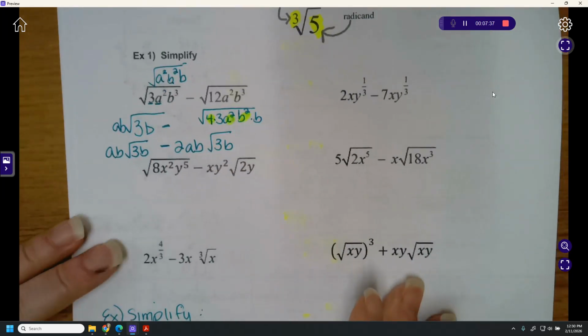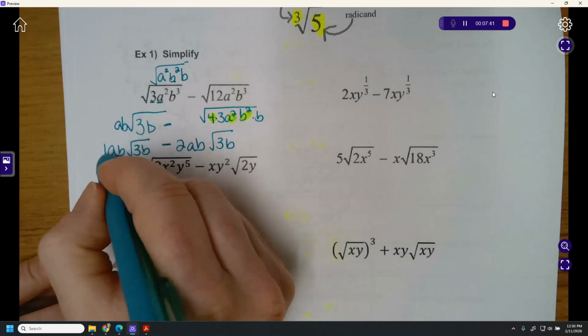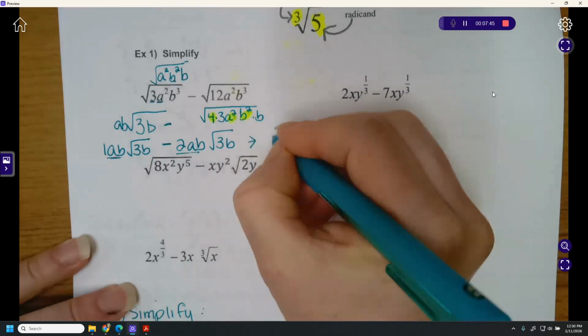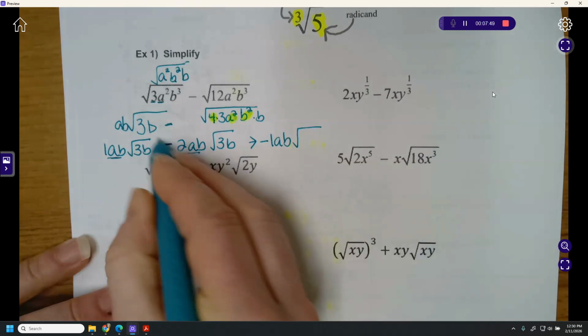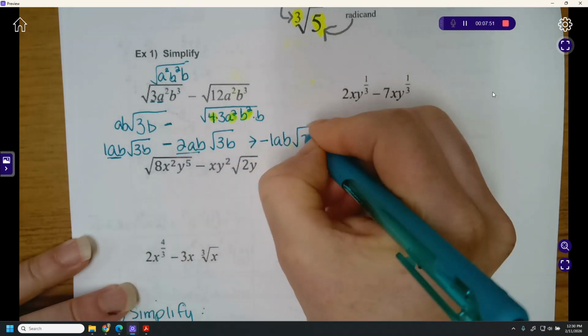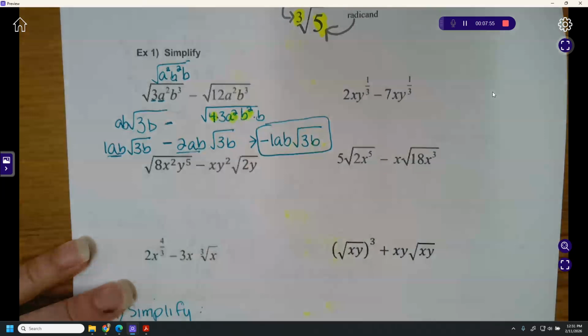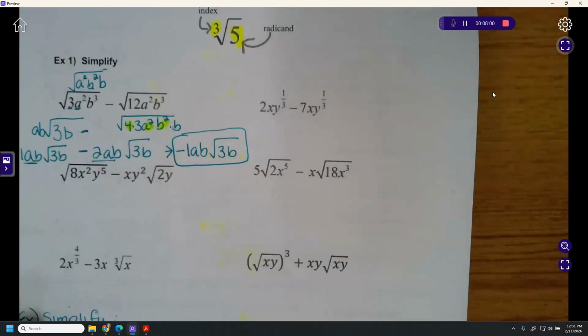I know this is a step up. We can do it. So I have 1ab minus 2ab. That gives me negative 1ab, and I put them under that like radical now because that's exactly the same, which is 3b. Okay, we're going to do a couple more of these.